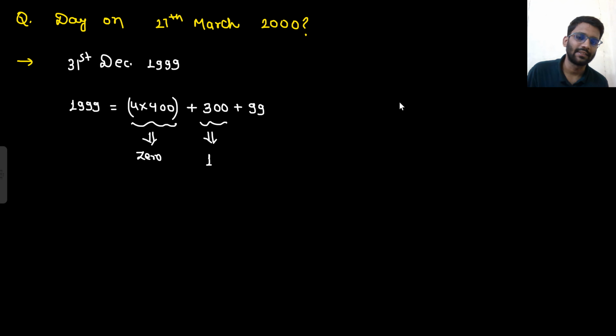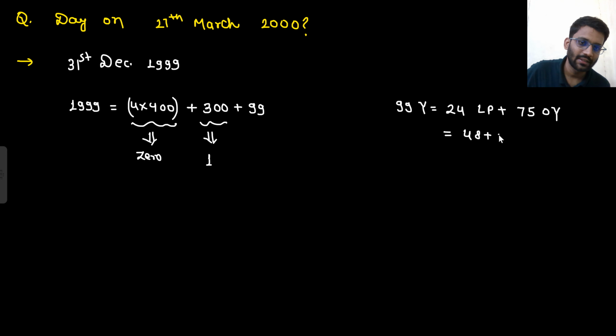In 99 years, let's check that out. How many leap years will you have in 99? 99 by 4, 24, right? Yeah, 24. So 24 leap years plus 75 ordinary years. 24 leap years will give 48 odd days plus 75. 48 plus 75, what would that be?